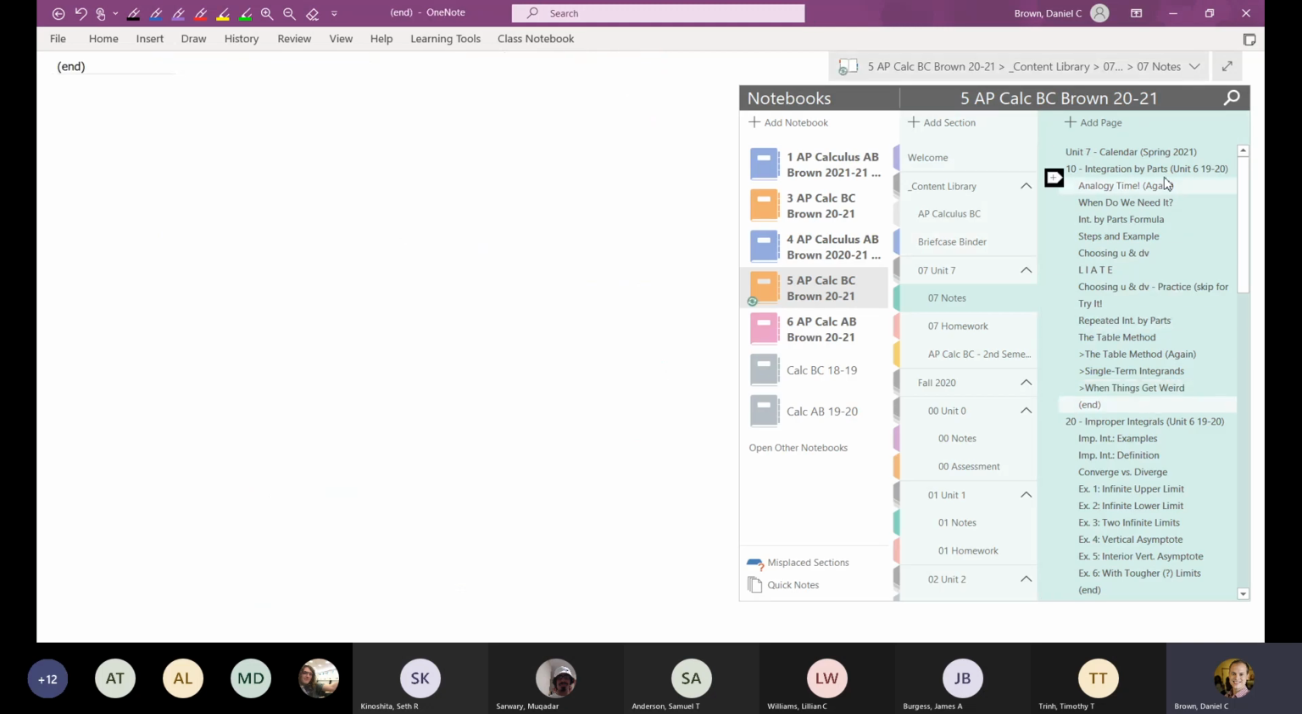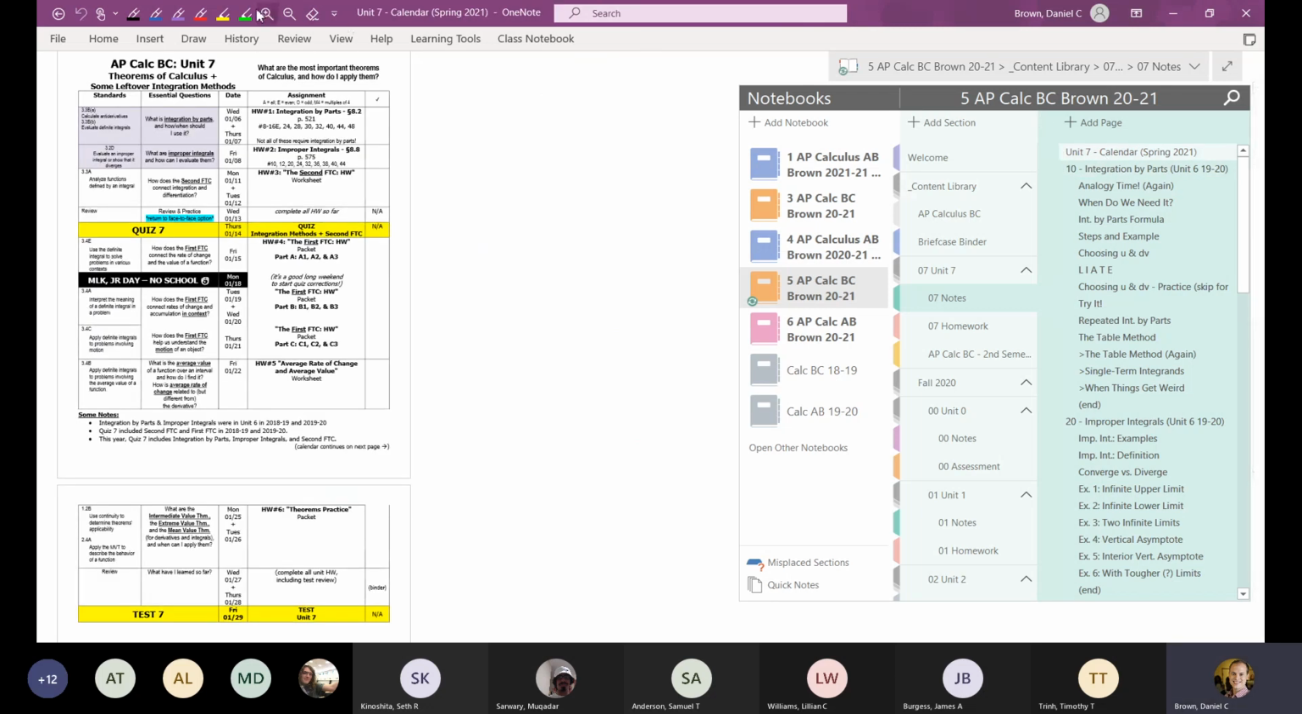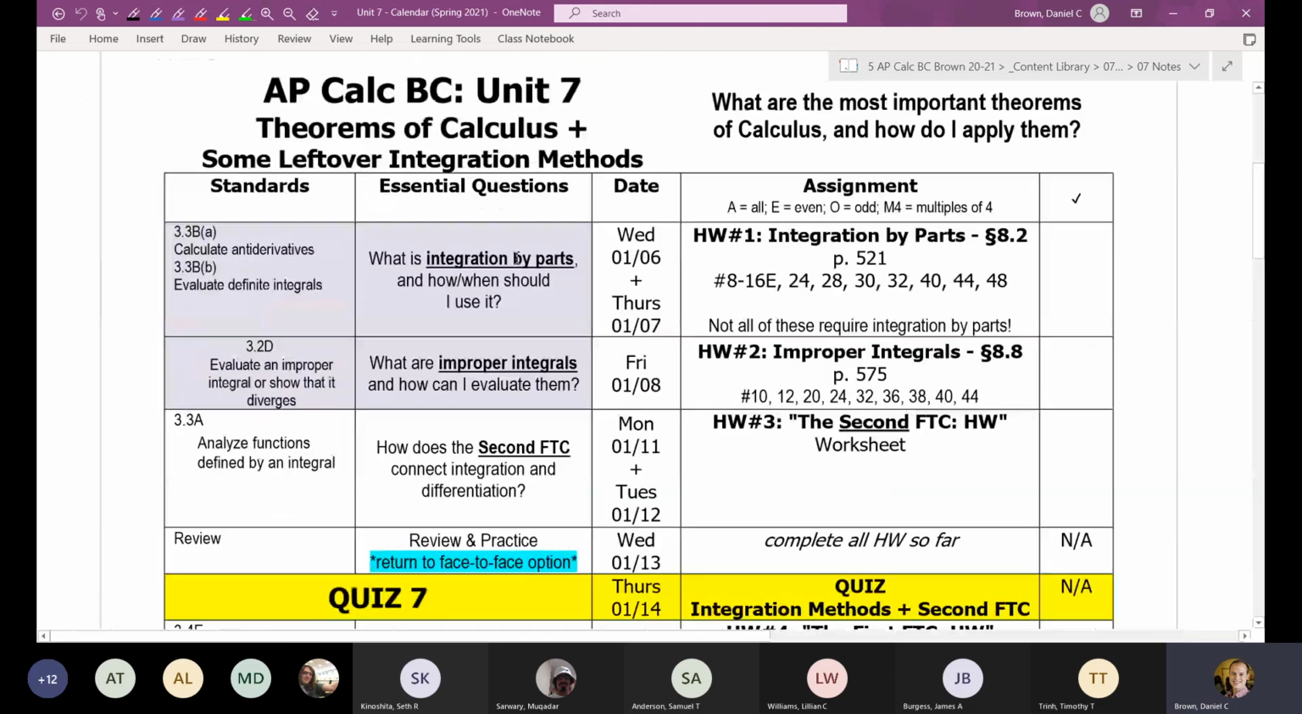Your assignment is still the same assignment from yesterday. Homework number 1, integration by parts. Again, not all of those deal with integration by parts. I let them mix together to force you to remember all of the integration methods that we have learned. Tomorrow, we are going to talk about improper integrals, which is another BC only topic.